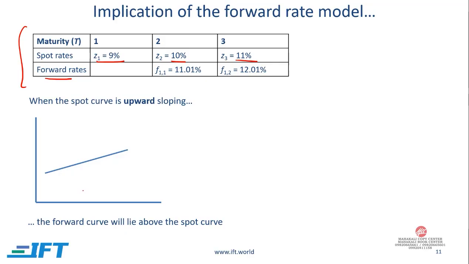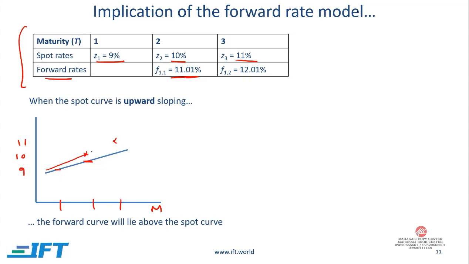Let's say this is the spot rate curve. So we have 1 year, 2 year, 3 year. The 1 year spot rate is 9%. The 2 year spot rate is 10%. So that's here. And the 3 year spot rate is 11%. When we have an upward sloping yield curve, so the spot rates are increasing as maturity goes up, then the forward rates are going to be higher. So this forward rate, 11%, is over here. This forward rate of 12% is over here.